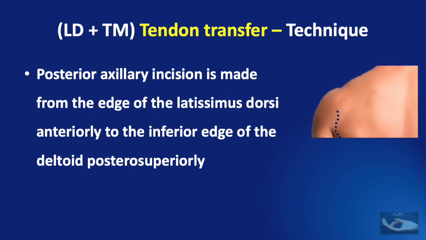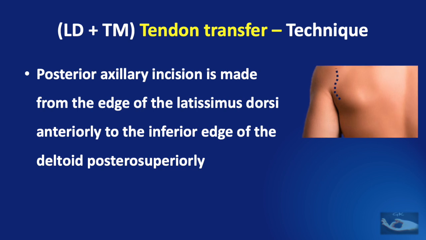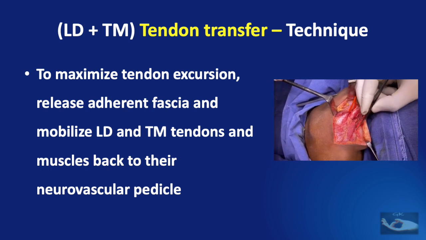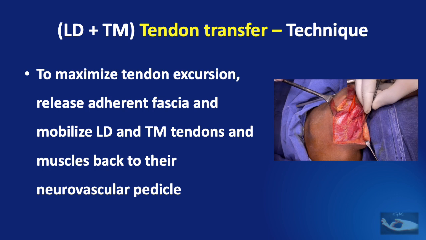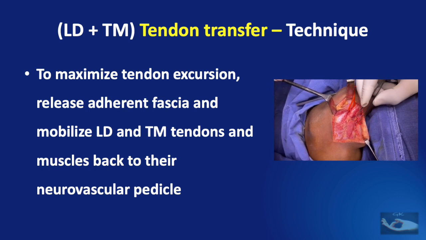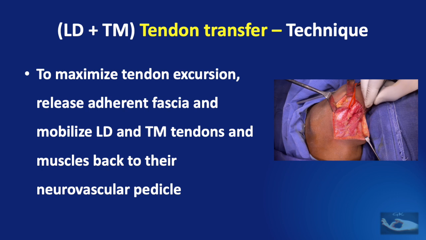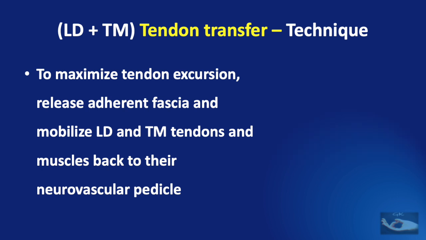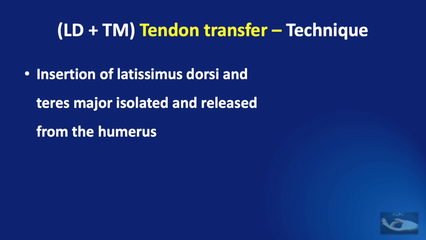Then a posterior axillary incision is made from the edge of the latissimus dorsi anteriorly to the inferior edge of the deltoid posterior-superiorly. The latissimus dorsi and teres major muscles are identified and dissected. To maximize tendon excursion, we need to release the adherent fascia and mobilize the tendons and muscles back to their neurovascular pedicle. Now the insertions of the latissimus dorsi and teres major are isolated and released from the humerus.